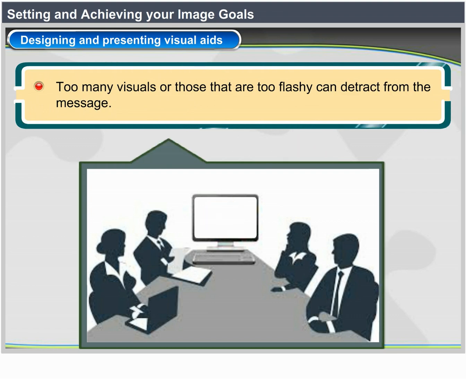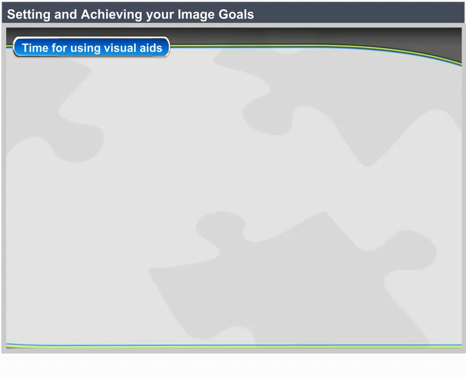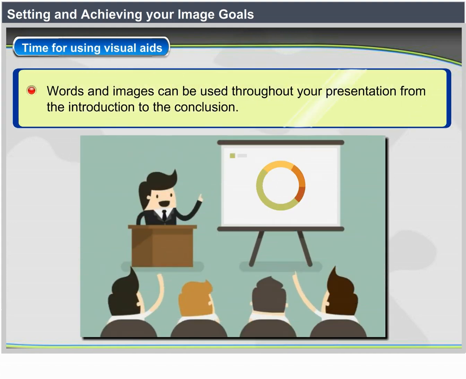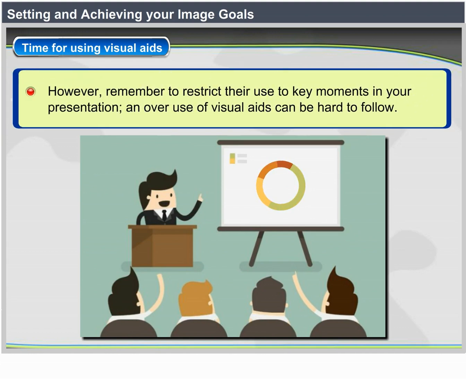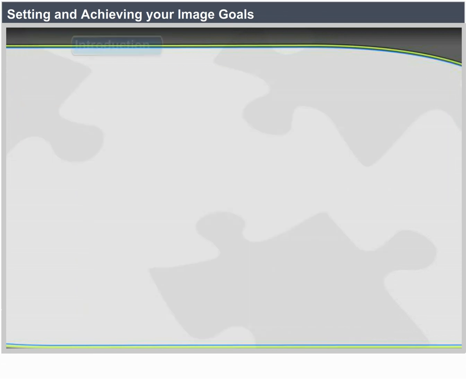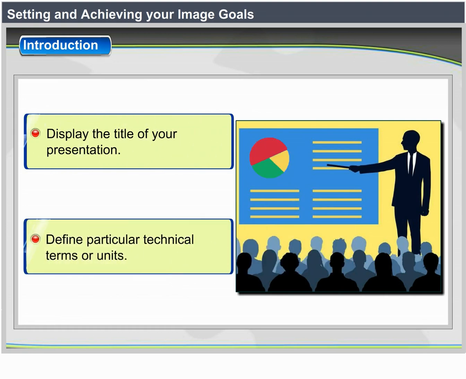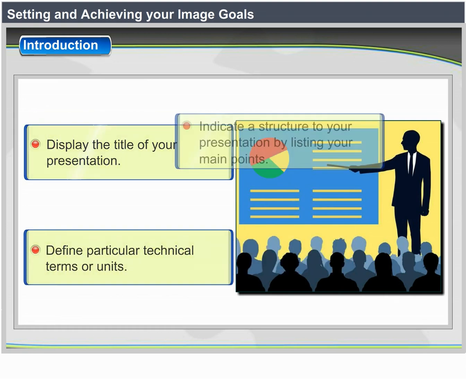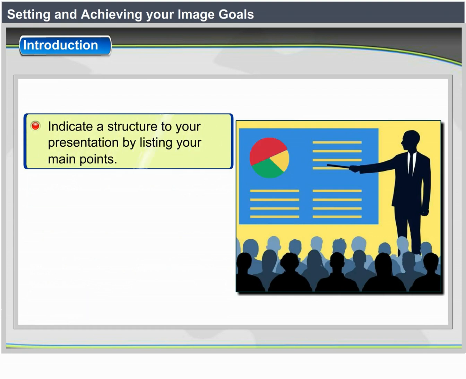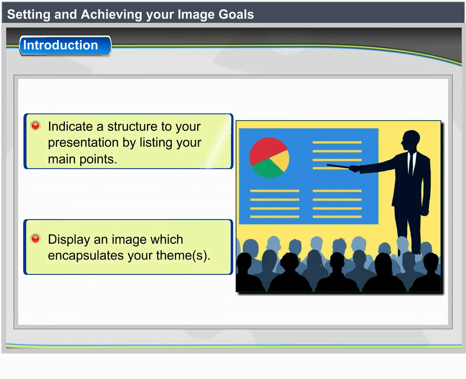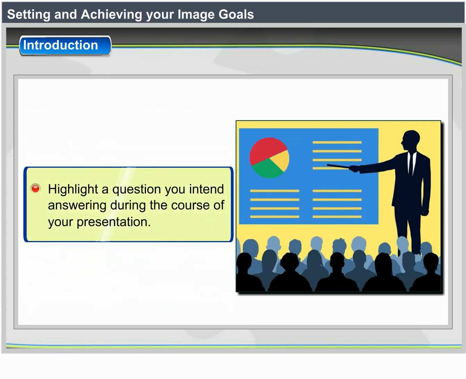When to use visual aids. Words and images can be used throughout your presentation from the introduction to the conclusion. However, remember to restrict their use to key moments in your presentation. An overuse of visual aids can be hard to follow. Introduction. Display the title of your presentation. Define particular technical terms or units. Indicate a structure to your presentation by listing your main points. Display an image which encapsulates your themes. Highlight a question you intend answering during the course of your presentation.